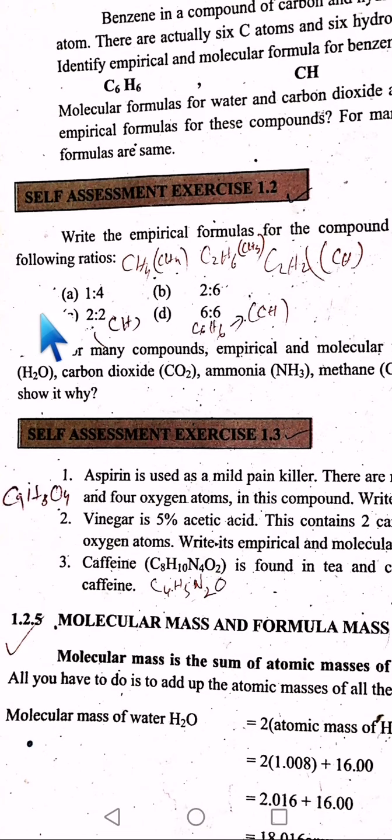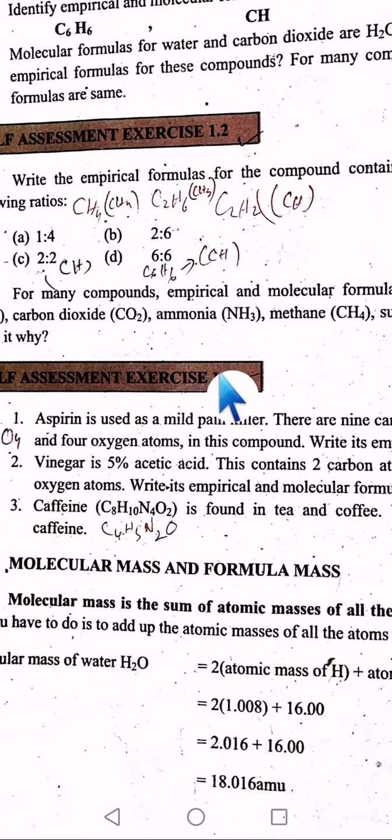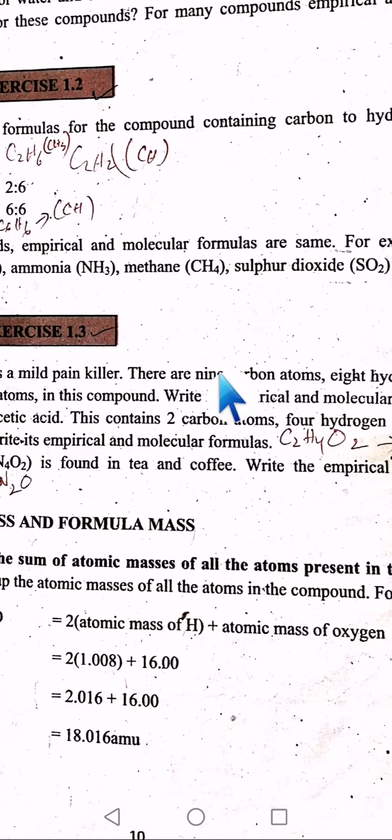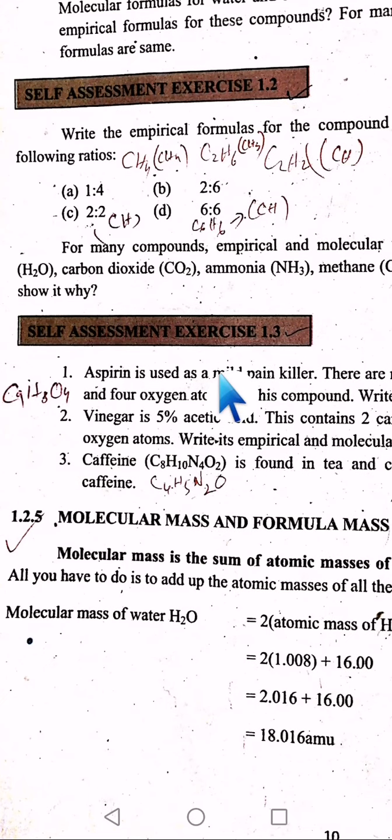If they have given 1:4, it means carbon is 1 and hydrogen is 4. 2:6, carbon is 2 and hydrogen is 6. Similarly, carbon is 2, hydrogen is 2, and carbon is 6 and hydrogen 6. This would be called its molecular formula. Then we will simplify it into its empirical formula. The CH4 remains CH4. The C2H6 would be converted into CH3. The C2H2 will be converted into CH. The C6H6 will be converted into CH. Fine. Then comes self-assessment exercise 1.3. As there are word problems, you have to solve them simply.